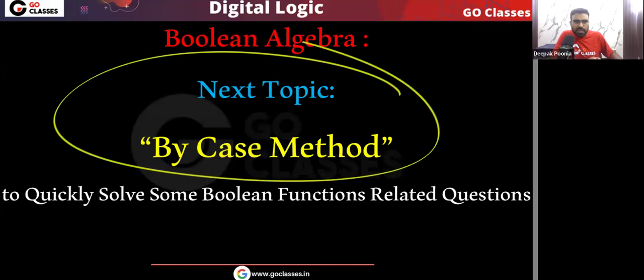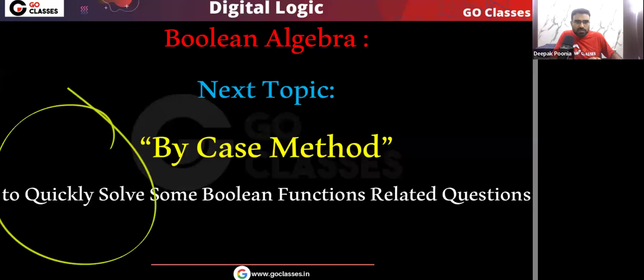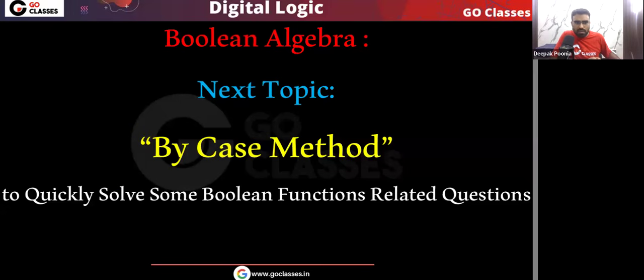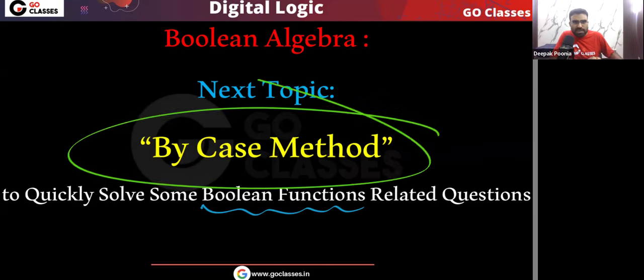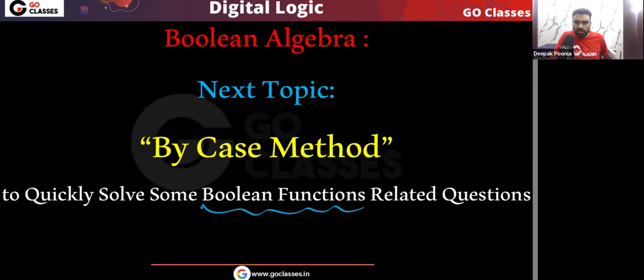Let's see the next topic, that is the by case method, to quickly solve some Boolean function related questions. We have already seen that if you have a Boolean expression related question, then you can easily solve it using the Boolean algebra laws. But there is another method to quickly solve some Boolean function related questions, that is the by case method. And this is a very simple method actually.